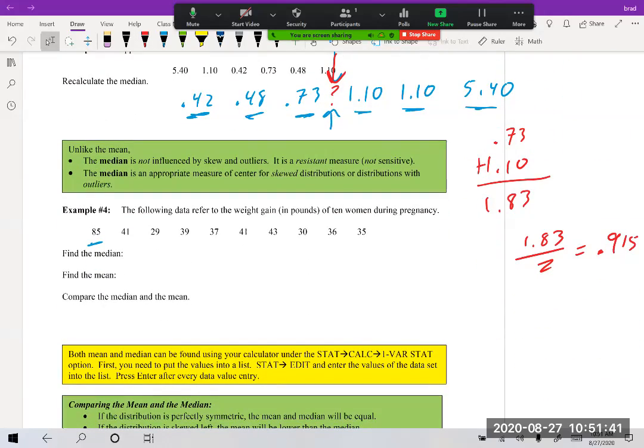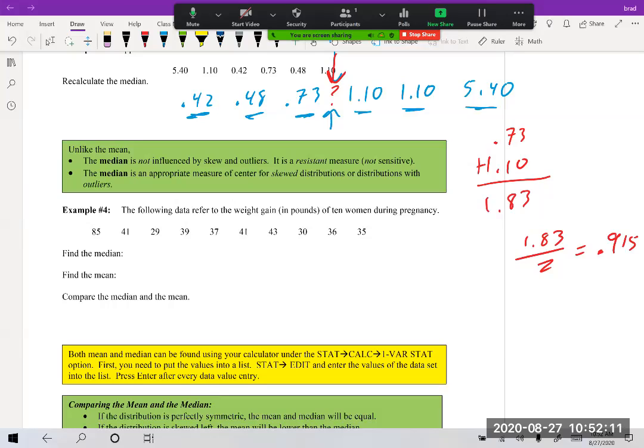The median is not influenced by skew and outliers. It is a resistant measure, meaning not sensitive. The median is an appropriate measure of center for skewed distributions or distributions with outliers. So that's why I told you, if a lot of people don't take my exam, the data is going to be skewed, or there's going to be outliers. So what I do instead of using the average or the mean, I use the median to find a good way to decide if I curve the exam.